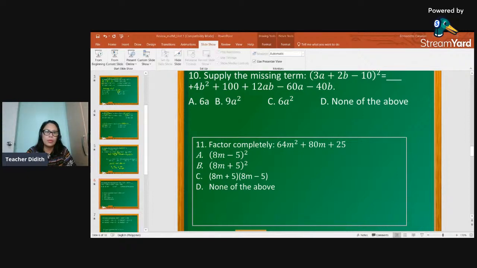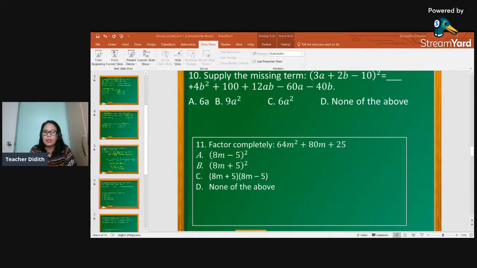Okay. So, supply the missing term again. So, it's the square of trinomial. And the missing term is the first term. So, what we will just do is to square 3a. And what's the square of 3a? So, what's your answer for number 10? Okay. Ang square ni 3a is 9a squared. So, the answer must be letter B for number 10, guys. Okay, very good.